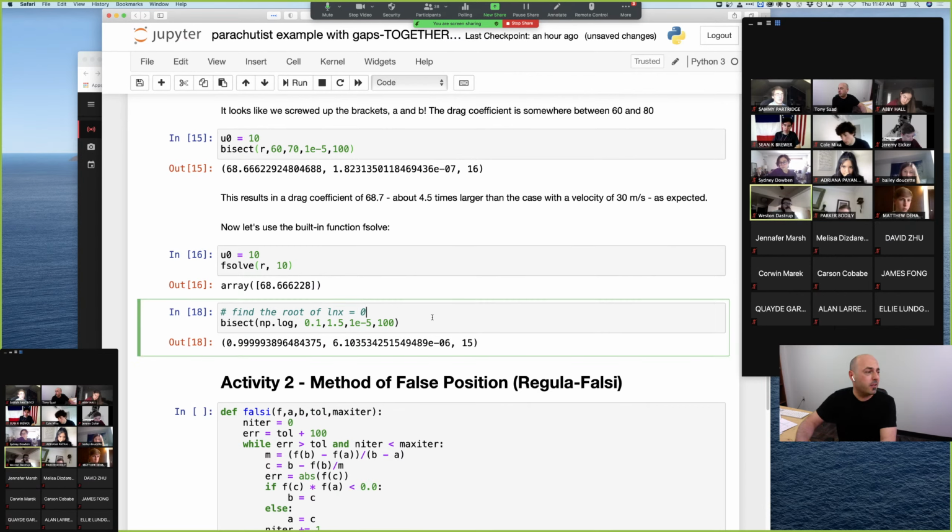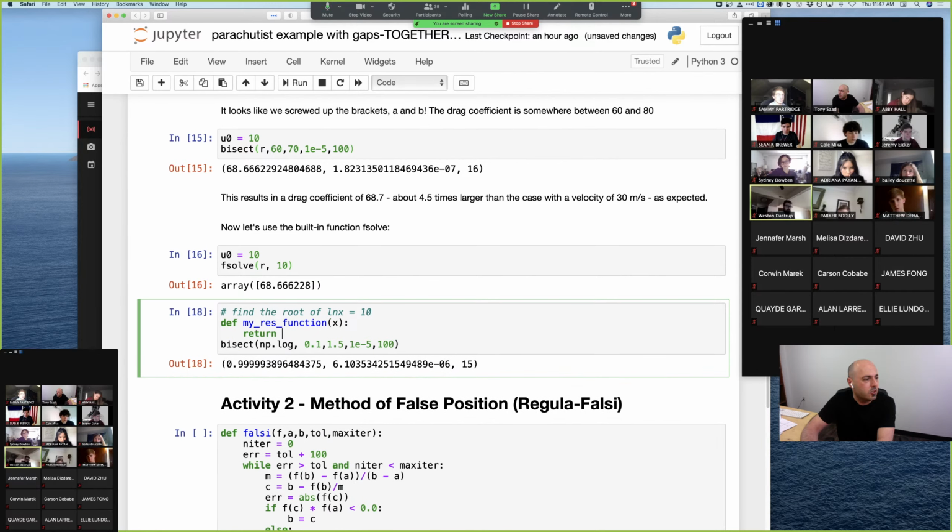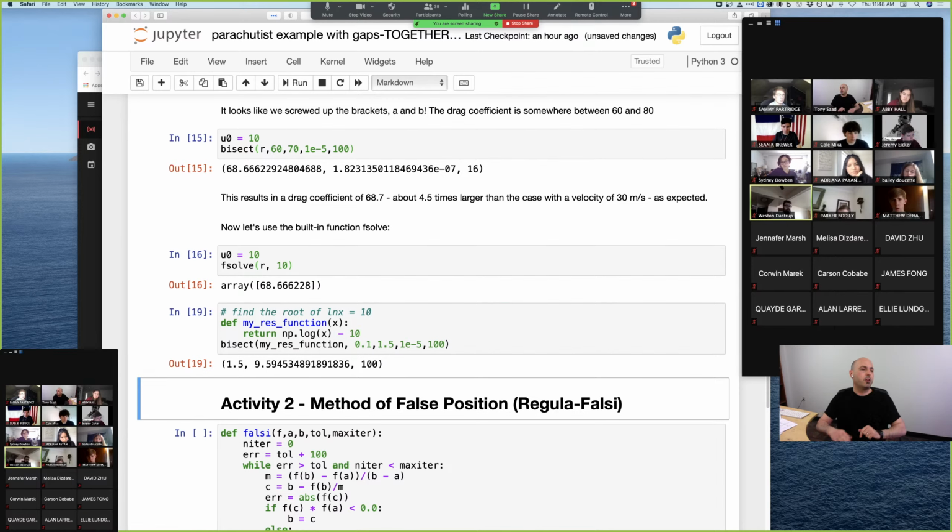But if you're finding the root of log x equals 10, you define a new residual function, log x minus 10, which is my preferred way. You say def my_res_function, which takes some variable x and returns np.log of x minus 10. And then you go here and you say my_res_function. And look at that.